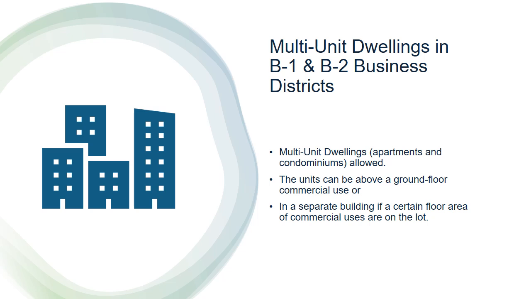Or, if the housing is in a separate building, a certain amount of commercial uses, up to 40,000 square feet, must be established before the housing can be built. These will be allowed with a building permit. No land use permit is necessary.